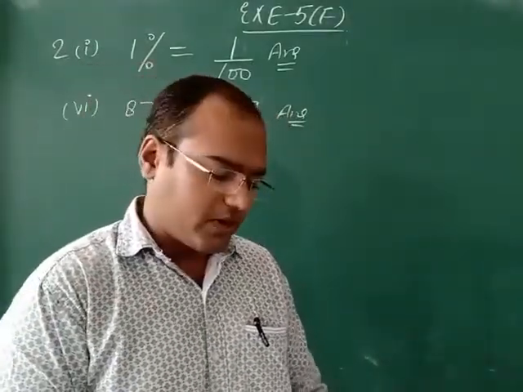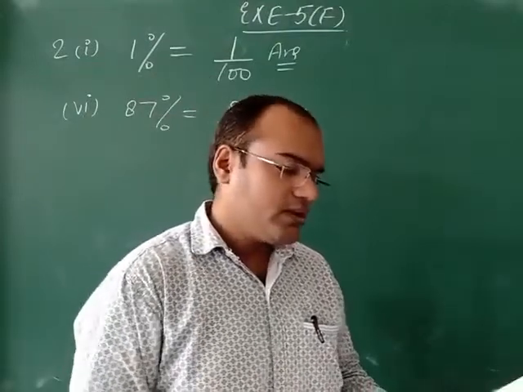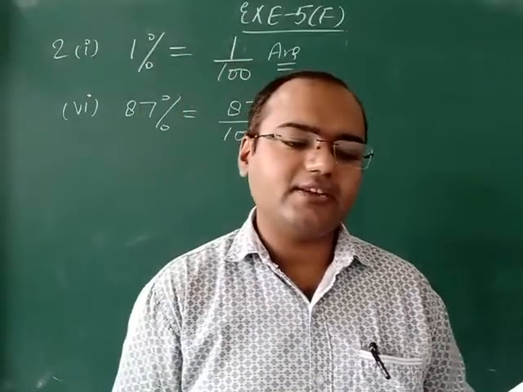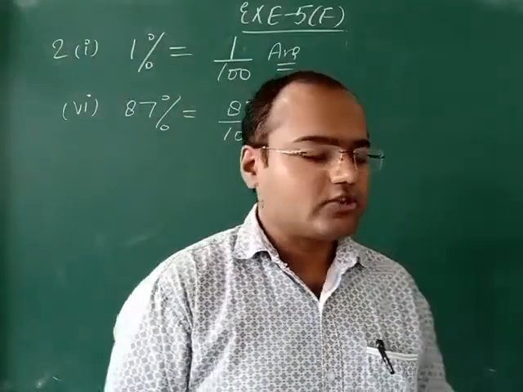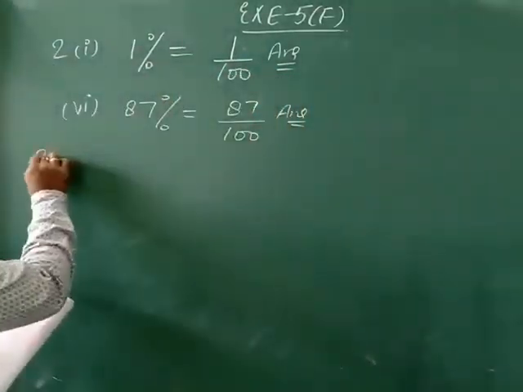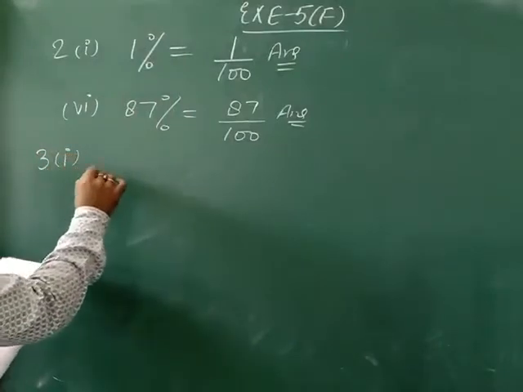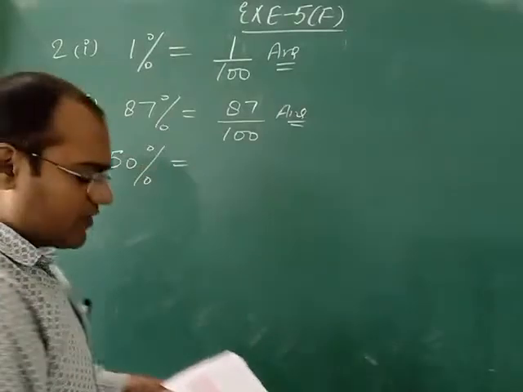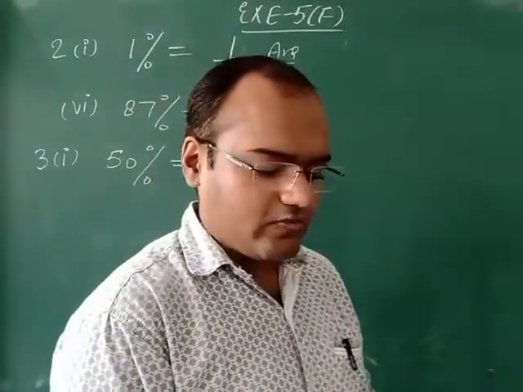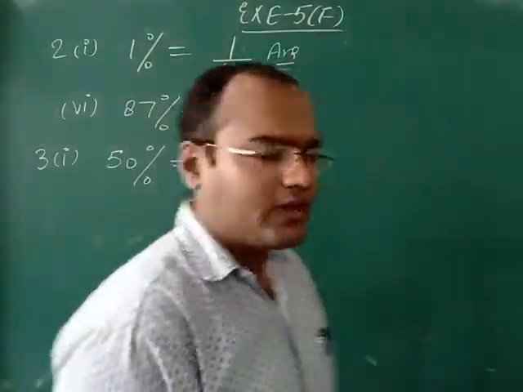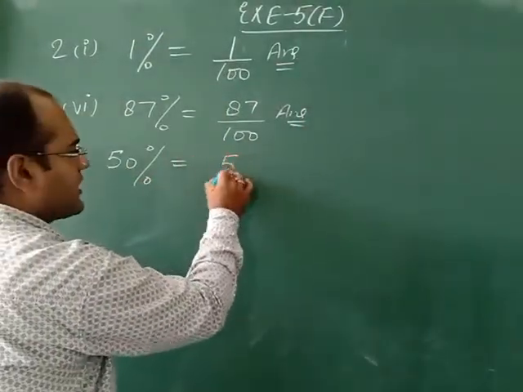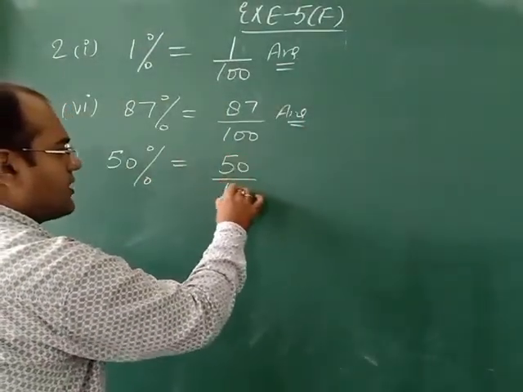Now see question number third. Convert the following percentage into fraction and in their simplest form also. So first part, third question, first part. 50% is. So first of all we have to change into fraction. इसको किस में करना है? Fraction में. So we will remove this percent sign. When we will remove percent sign, answer will be 50 upon 100.